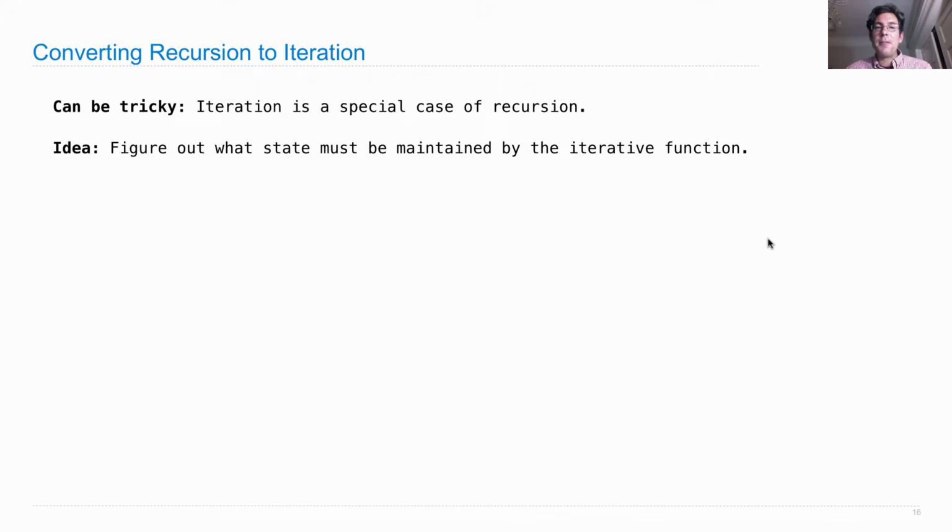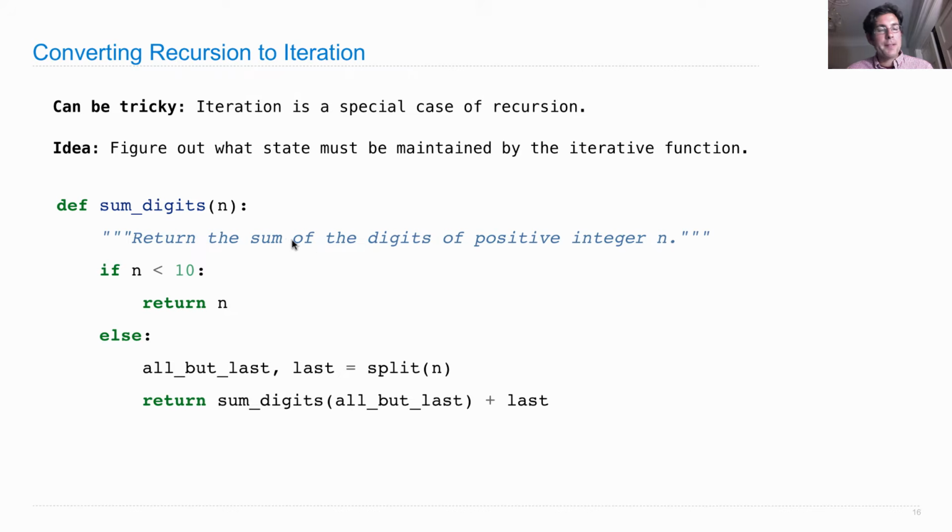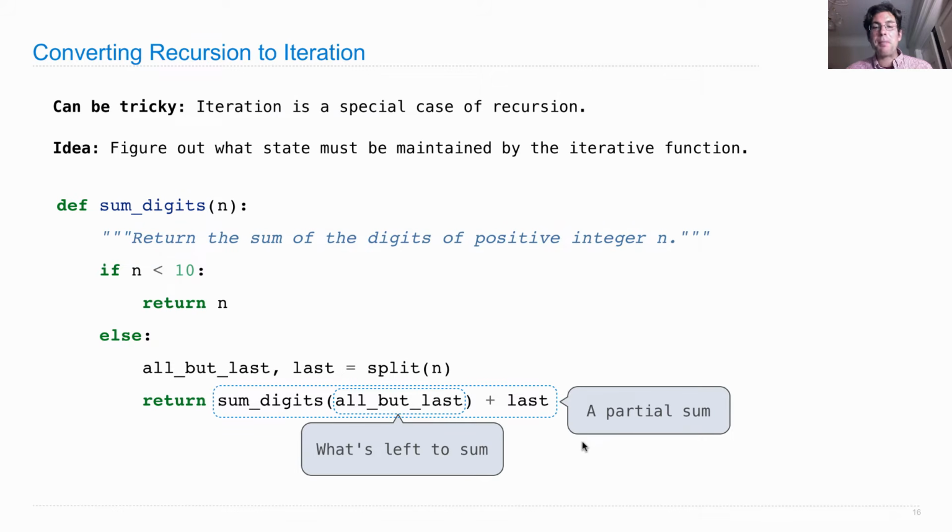So the idea is that you have to figure out what state needs to be maintained by the iterative function across each pass through the while statements. And so if we look at the sumDigits function that we implemented earlier, we can look at what gets passed into sumDigits in each recursive call and what gets returned. And those are clues as to what we might need to give names to when we write an iterative version. So what gets passed in is what's left to sum, which we call n here as a formal parameter. And what gets returned is a partial sum, the sum of the digits so far.